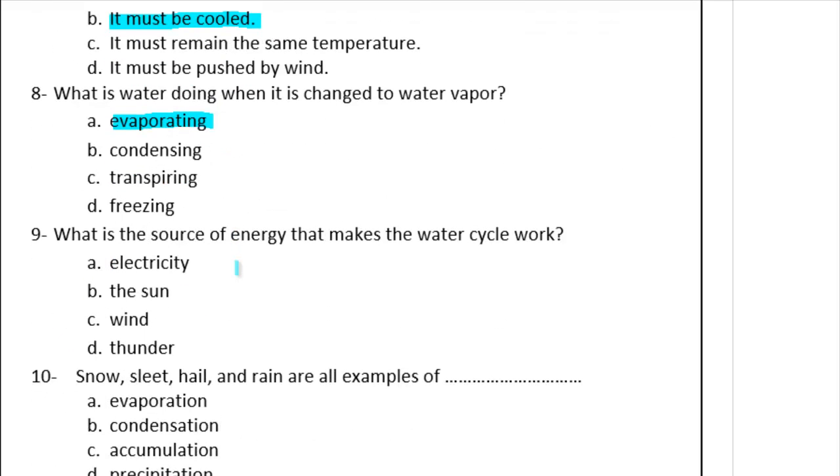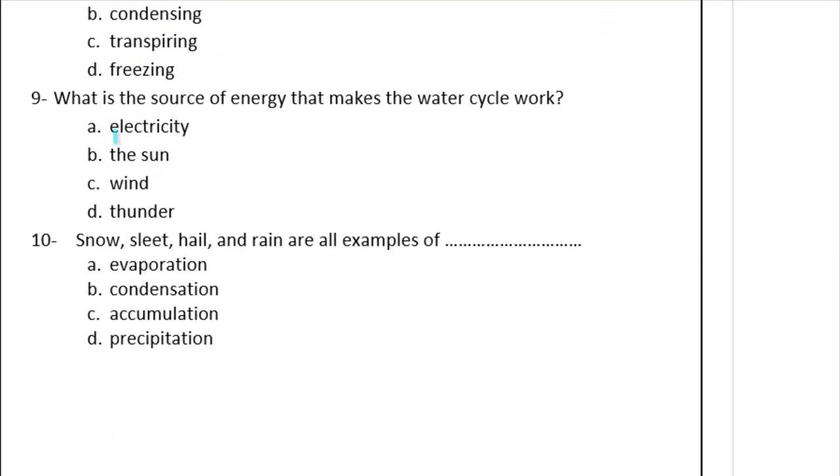Number 9, what is the source of energy that makes the water cycle work? Excellent, the sun. The sun is a source of energy that makes the cycle work by evaporating the water from the ocean or from the sea. Snow, sleet, hail, and rain are all examples of precipitation.